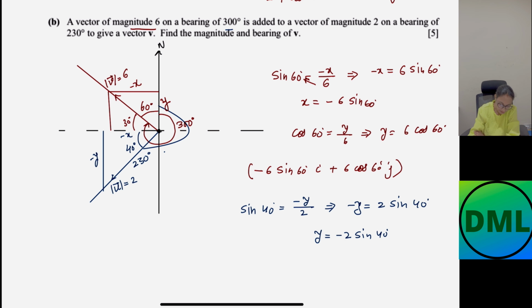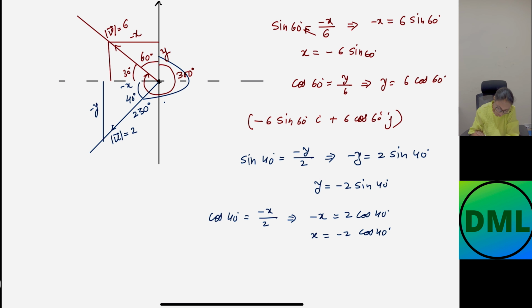Let's calculate the answer for x. For this 40 degree, this is my base and I have the hypotenuse. The relation between the base and the hypotenuse is cos theta. Cos 40 degree will be given by minus x over 2. If you calculate the answer for minus x, that will be equal to 2 cos 40 degree. The value for x will be given by minus 2 cos 40 degree. Let's write down the vector here. Vector will be given by minus 2 cos 40 degree i minus 2 sin 40 degree j. This vector is the x vector. This vector is the y vector. So xi plus yj will be my answer.